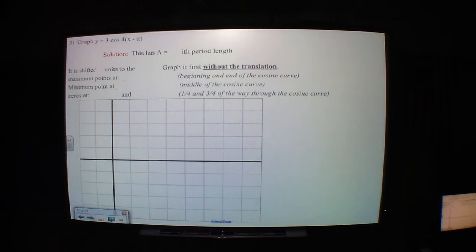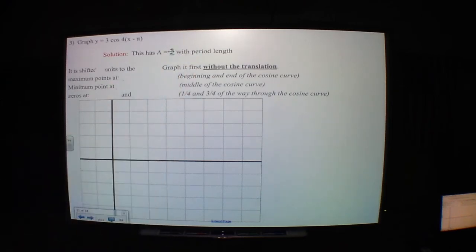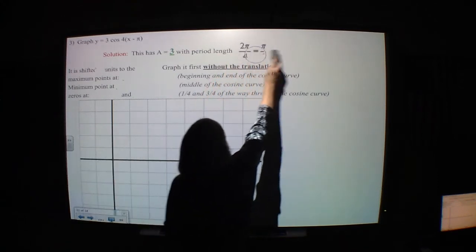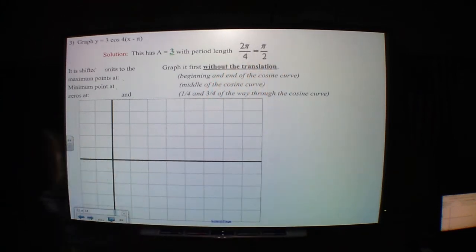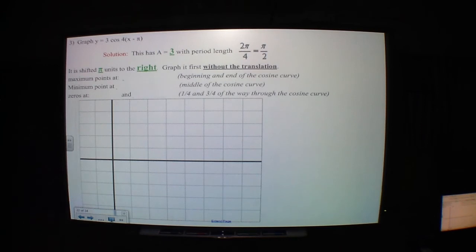Graph y is equal to 3 cosine of 4x minus pi. Now I'm going to move it pi units. A is 3. The period is 2 pi over 4, which is pi over 2. I'm shifting it right pi units. I'm not shifting it up or down.